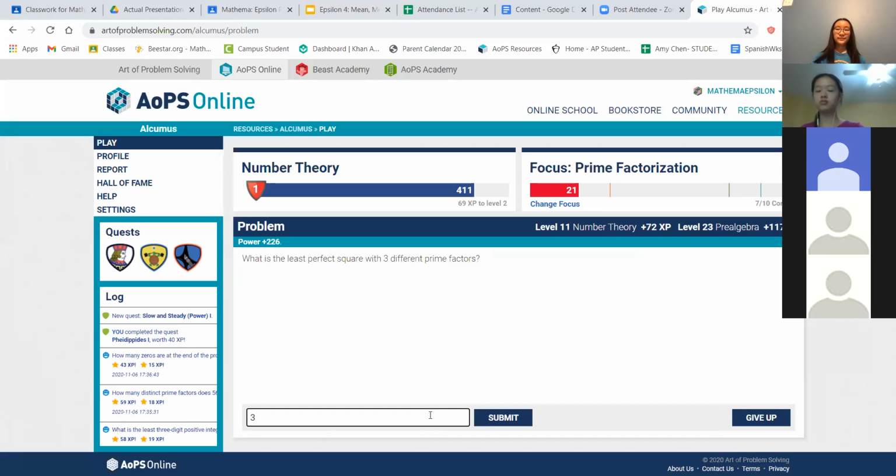But, okay, maybe we shouldn't put that in. Okay, I want you guys to look more closely at the problem and remember that it says perfect square. And when they say 3 different prime factors, I think they mean 3 distinct prime factors, because a perfect square has to have all even powers, all even exponents.